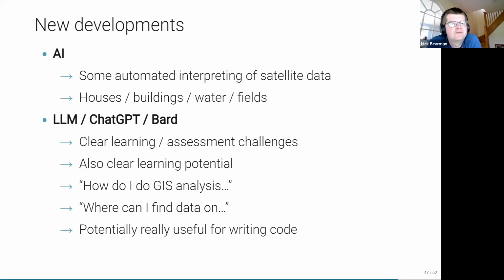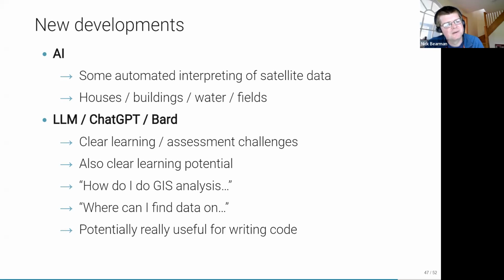A few upcoming developments, things I thought would be worth mentioning. AI is the big buzzword at the moment. It's not had a huge impact on GIS directly, I would say. There's some stuff that it can do in terms of interpreting satellite data and aerial photography. Most of that we could do already. It's improved that a little bit, but there's nothing very revolutionary there. For example, it can view a satellite image and pick out houses, buildings, water, fields, that sort of thing. But we had other techniques for that, so it's not that revolutionary.